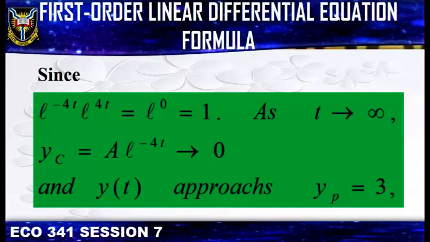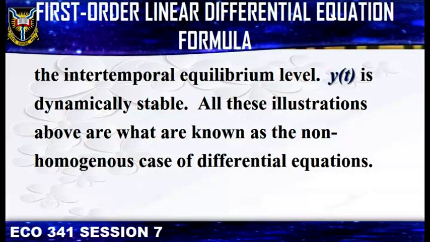Since e raised to the power minus 4t times e raised to the power 4t is equal to e raised to the power 0, which is equal to 1, as t approaches infinity, yc, equal to A e raised to the power minus 4t, approaches 0, and y as a function of t approaches y equal to 3. The intertemporal equilibrium level, yt, is dynamically stable.